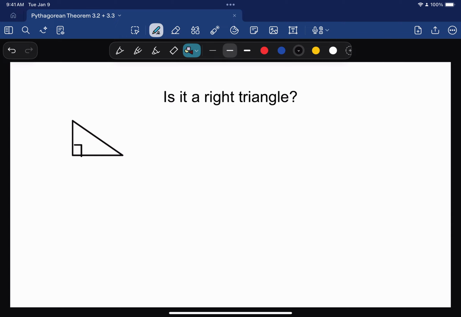And so if they said the side lengths of the triangle are 6, 8, and 10.